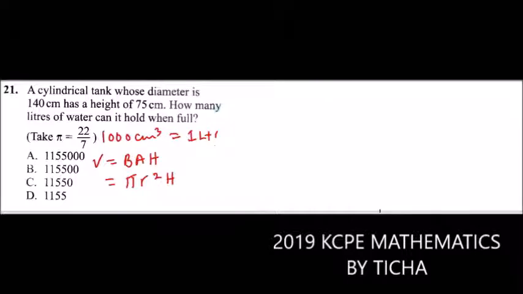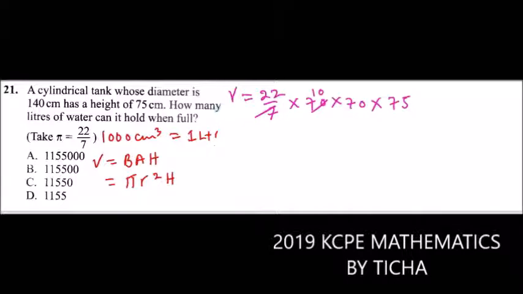So what you do is, let's first of all get the volume, which is equal to pi, that is 22 over 7. Then you multiply by the radius: our diameter is 140, so the radius is 70, multiplied by 70. Then you multiply by the height, which is 75. That will give you the volume in centimeter cubed. So you can divide by 7, and you get 10.